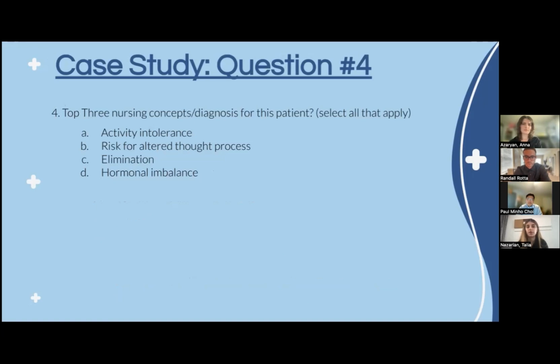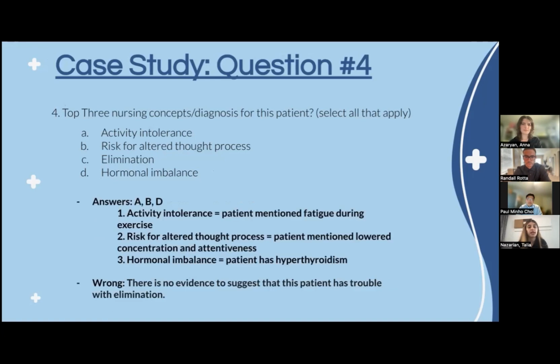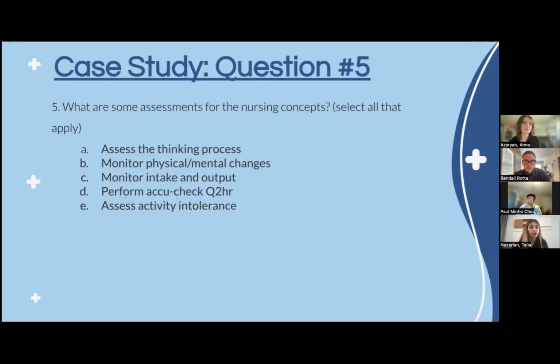Number 4, top 3 nursing concept and diagnosis for the patient. Select all that apply. It's going to be A, B, and D. Activity intolerance because the patient mentioned fatigue during her exercise. Risk for altered thought process because the patient mentioned lowered concentration and attentiveness. And hormonal imbalance because the patient has hyperthyroidism. The other answer is wrong because there is no evidence to suggest that this patient has trouble with elimination currently.